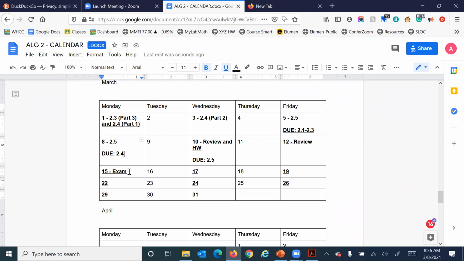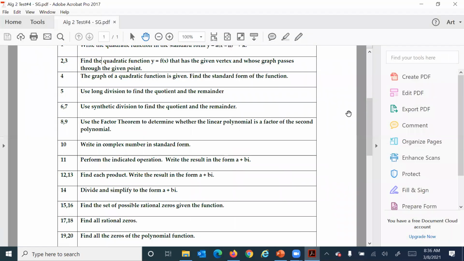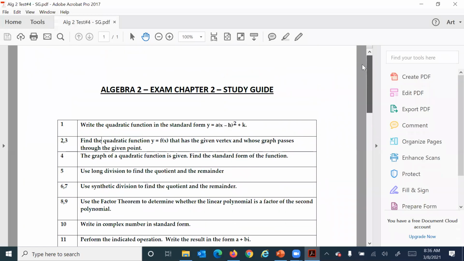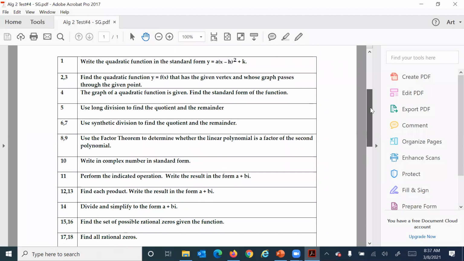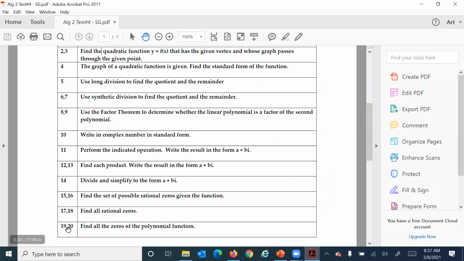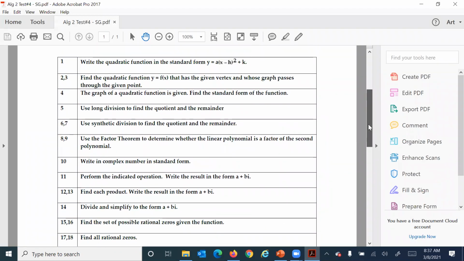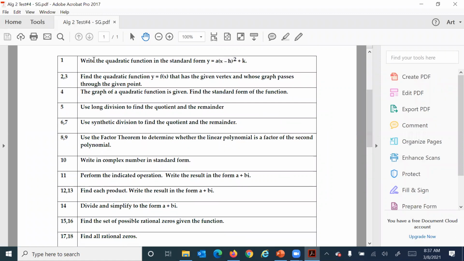And then about half an hour ago, you guys should have received an email from me. It's the study guide for the chapter 2 exam. It is going to have 20 questions on it, covering everything that we've covered so far. So you should see it in the email. If you have any questions, please bring them on Wednesday.